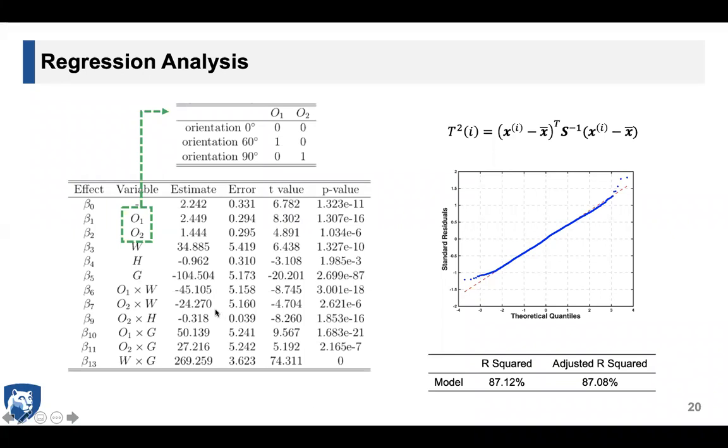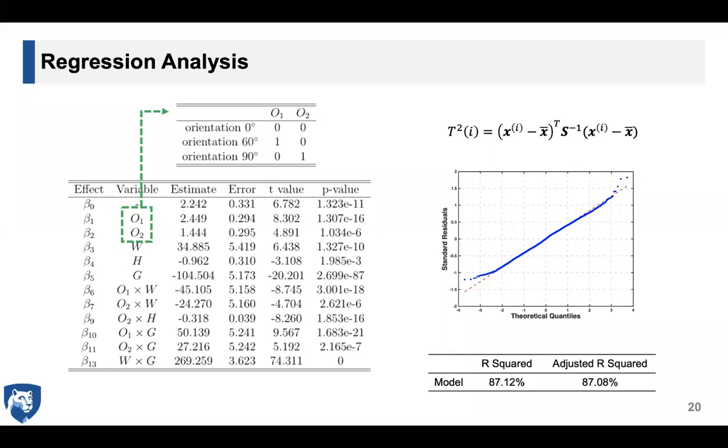And note that because our orientation is a categorical variable, which has three levels, 0, 60, and 90, here we did the coding for the orientation variable. So as we can see from the table here, the orientation O, height H, width W, and the hashing distance G are important one-way factors with p-values less than 0.05. And it's also worth mentioning that the p-value of beta 4 here for H is larger than the p-value of other coefficients, which indicates that the parameter of height H does not impact the quality of thin walls as much as others.